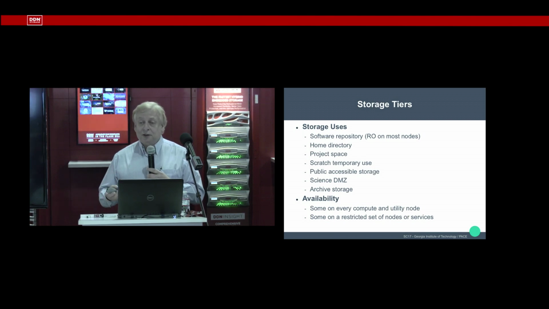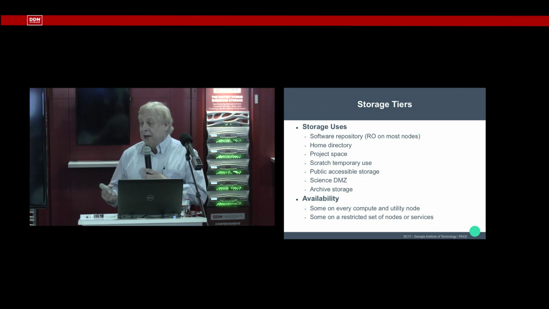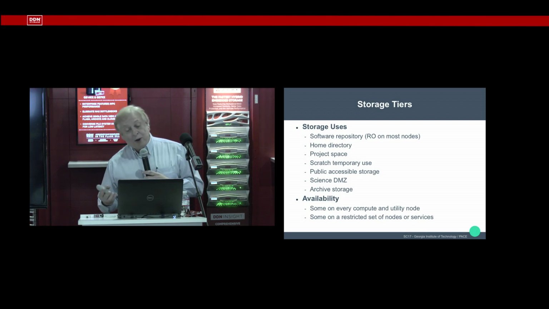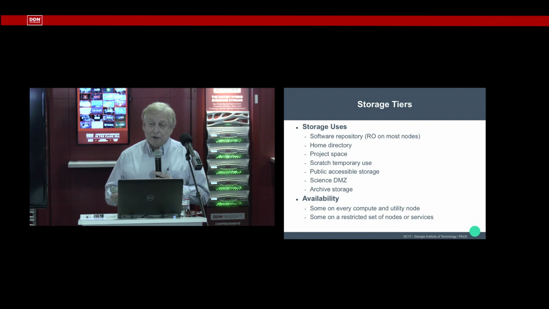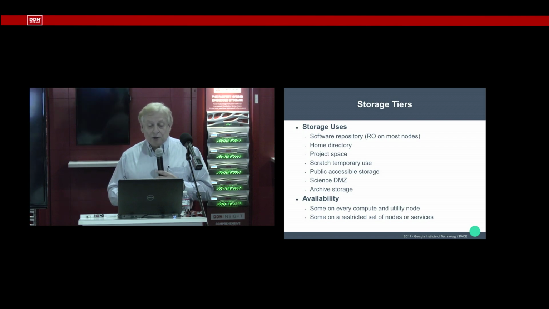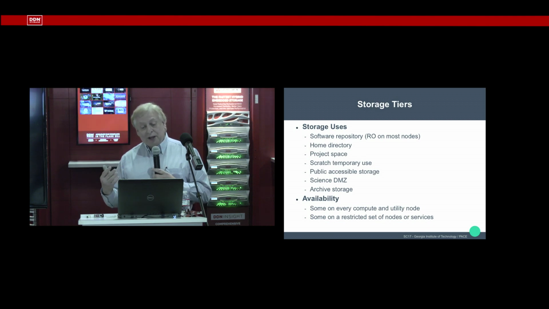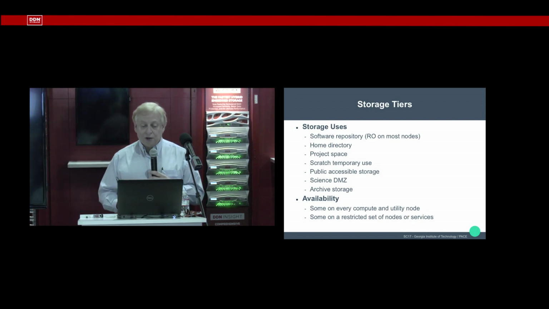The project space has a very important part because that typically has to be the higher speed storage, again available on all of the other cluster nodes. We also have scratch storage, temporary space, very typical of many other systems. We also have some publicly accessible storage, basically like a science DMZ, things that people need to be able to access outside of our cluster. So we're looking at ways to do that.